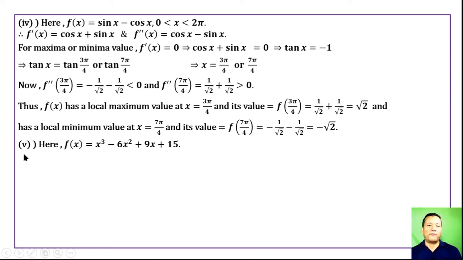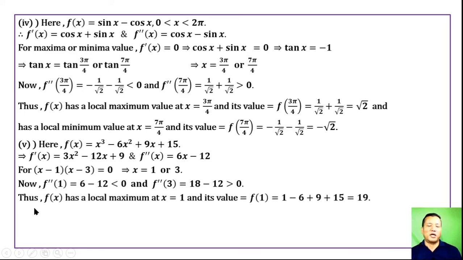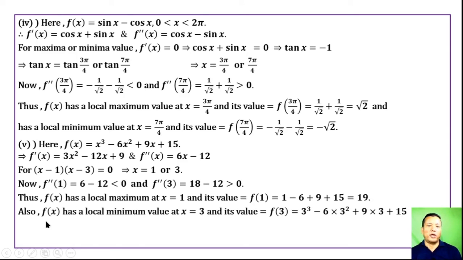For Roman number 5, f of x is this, its first order derivative is this, and second order derivative is this. Putting f dash x equal to 0, we get this. From this we have solved x is 1 or 3. Now f double dash of 1 is negative and f double dash of 3 is positive. Thus f has a local maximum at x equal to 1, and its value is f of 1, we have 19. Also f of x has a local minimum value at x equal to 3, and its value is f of 3, we get 15.